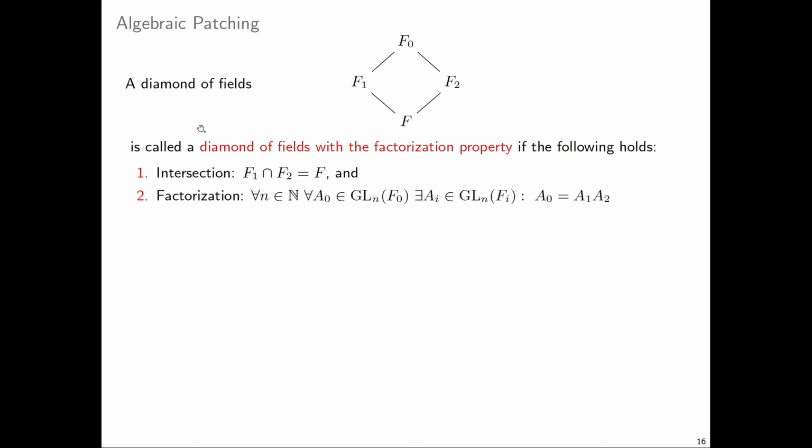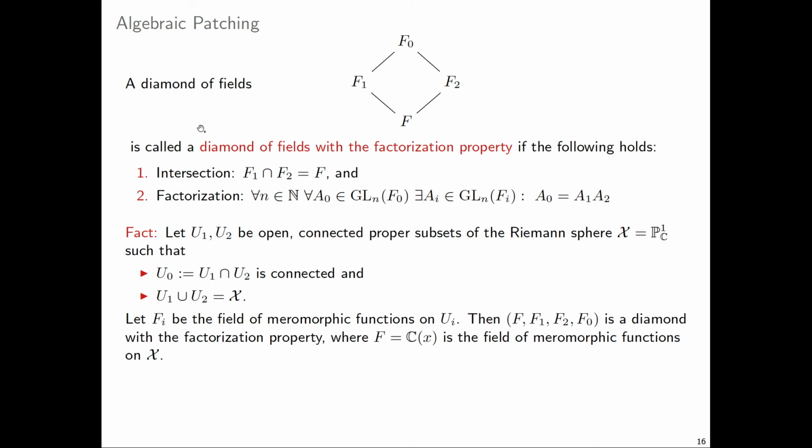Okay, an example. So that's a very special condition, but an example of such fields is the following. Now again, F is C(x), so that's the field of meromorphic functions on the whole Riemann sphere. And now we consider 2 open connected subsets, U1 and U2 of the Riemann sphere, such that they cover the whole space and the intersection is connected. And then you let F1 be the field of meromorphic functions on U1, and F2 the field of meromorphic functions on U2, and F0 the field of meromorphic functions on the intersection. And then this quadruple is a diamond with the factorization property over our base field F.